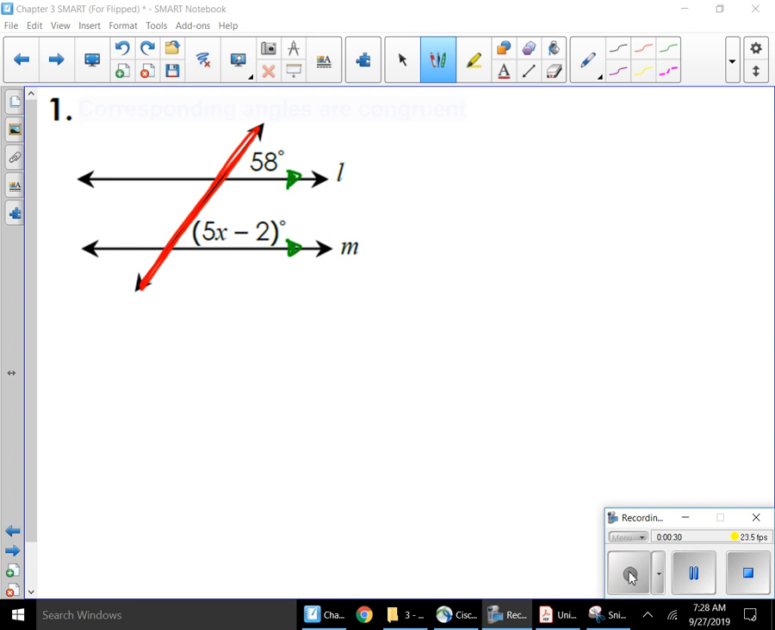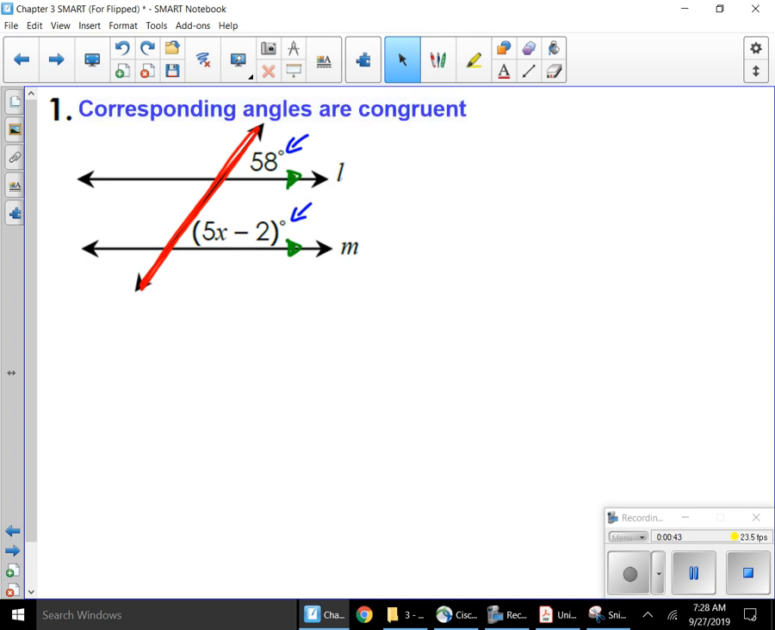So all of our properties are going to apply here. In particular, if we're looking at these two angles, 58 and 5x minus 2, they are in the same position, the top right corner in each set of 4. So these are corresponding angles, and that makes them congruent. Congruent is the property we like. It's the one that allows us to set up an equation where those two angle measures are equal. As for solving this, it's a two-step equation.